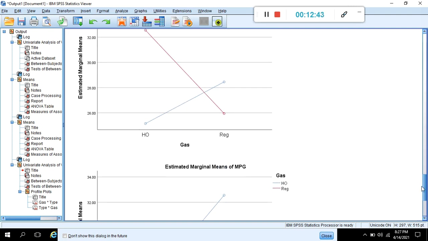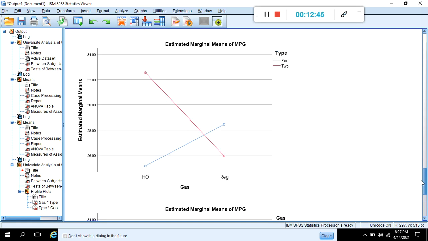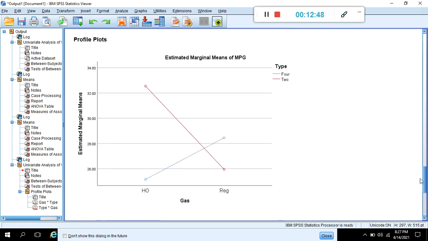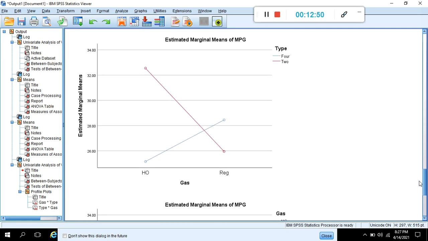So here we have the two profile plots. You can see the difference is that the first one has the means here, the average miles per gallon by car type. This is the two-wheel and the four-wheel, and then by gas on the x-axis. So you can see very clearly the interaction going on here, in that for the high octane gas, the two-wheel drive cars get better mileage and the four-wheel drive cars get worse mileage.